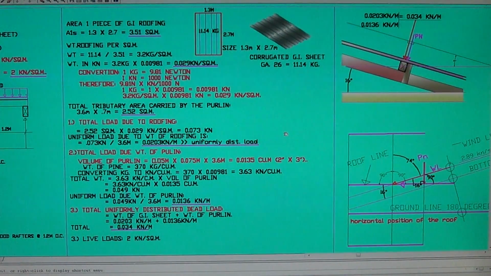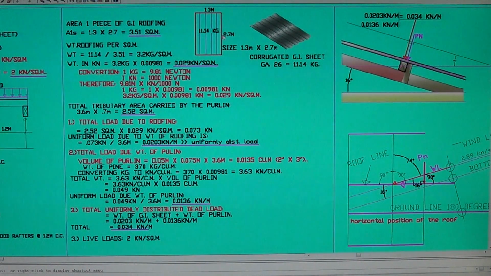Now in this project I use the corrugated roofing. It's a corrugated GI sheet, and the thickness is described as gauge. This is gauge 26, and the total weight of the roofing is 11.14 kilograms. And here are the dimensions: 1.3 there, and the length is 2.7. The length is typical, okay, and it has different commercial lengths. I choose 2.7. This is 9 feet.